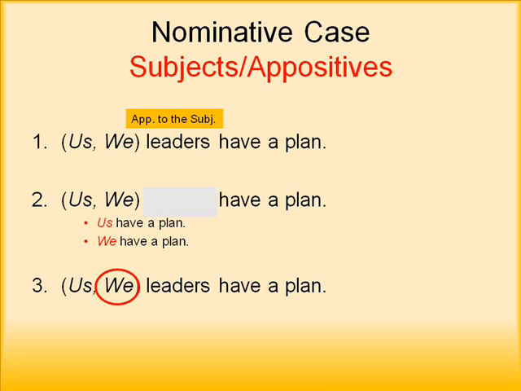So when we look at number 3, the correct way to say this would be we leaders have a plan. Again, we is the subject of the sentence, therefore it has to be in the nominative case, and we is the nominative case pronoun we use here.